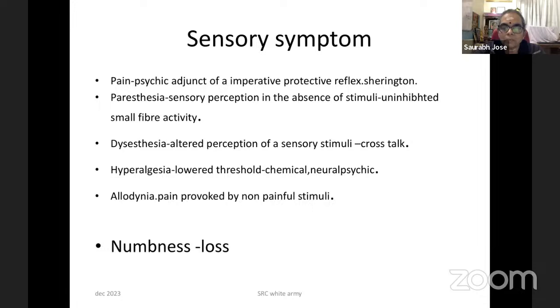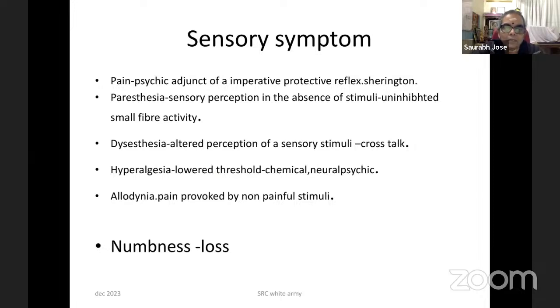So supposing a pain fiber is destroyed, and that is repaired by a temperature fiber. Whenever you give a painful stimulus, it will be appreciated as temperature. So that is dysesthesia. A particular stimulus is there, but the stimulus is misinterpreted as something else because one type of fiber is cross-talking with another type of fiber. So that indicates a person with dysesthesia is already having a repair. So he is very unlikely to be suffering from an inherited neuropathy where repair is not there. So that is the importance of differentiating these symptoms.